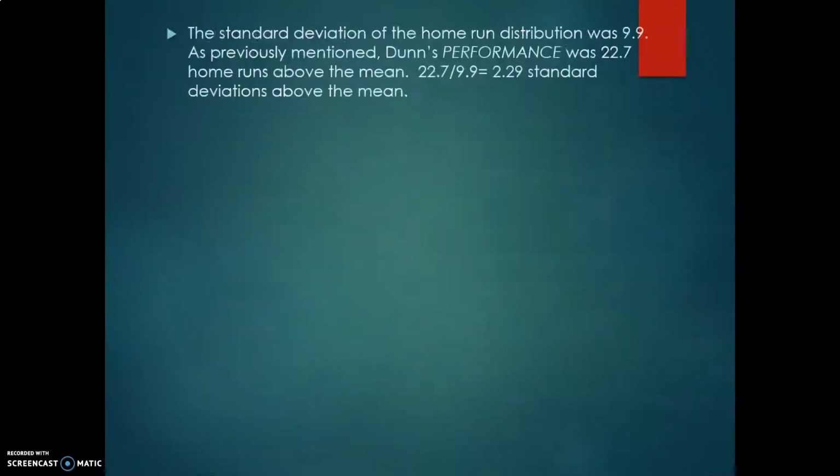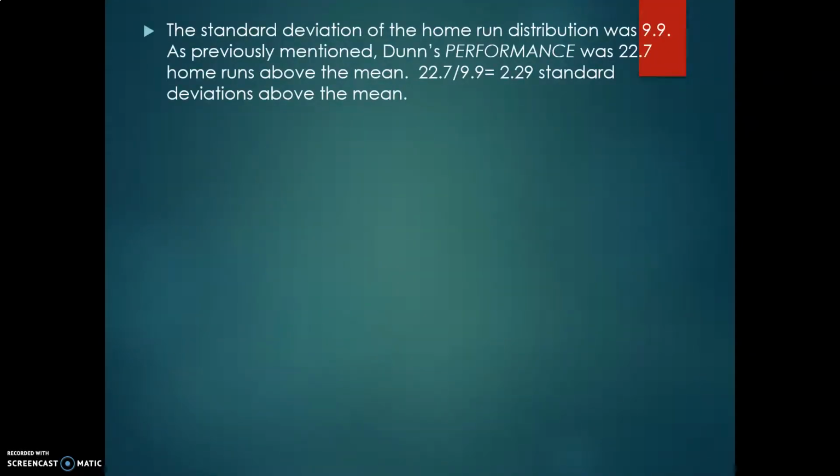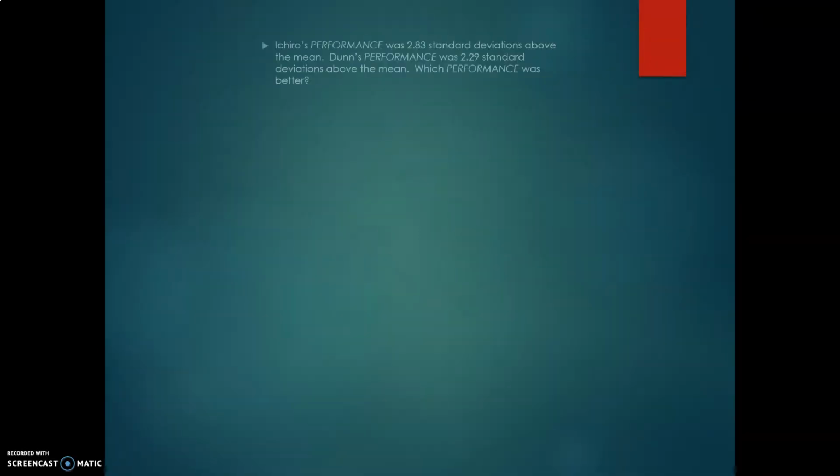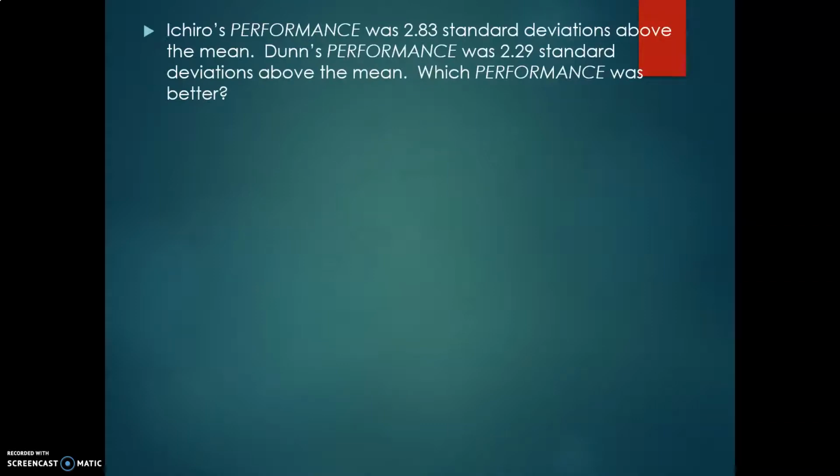On the flip side, for Adam Dunn, the standard deviation was 9.9, and his total was 22.7 above the mean. So if you take that 22.7 and divide it by 9.9, you get 2.29 standard deviations above the mean. So now we're on the same scale. How many standard deviations above the mean are they? Now we can compare them.